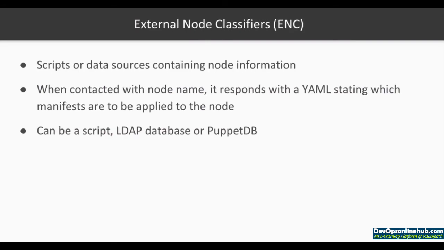External node classifiers. External node classifiers, or ENCs, are scripts or data sources which tell the Puppet master which manifests are to be applied to a node. External node classifiers can be scripts in different programming languages, an LDAP database, or PuppetDB. The ENC is provided with the node name, and a YAML document is provided by the ENC in return, describing the manifests to be applied to the node.